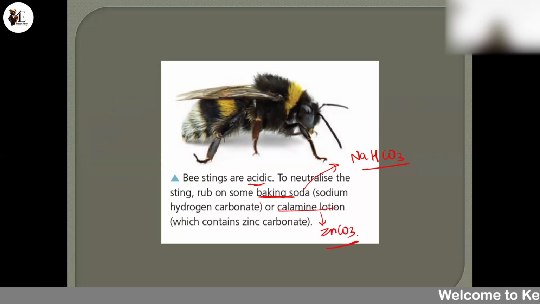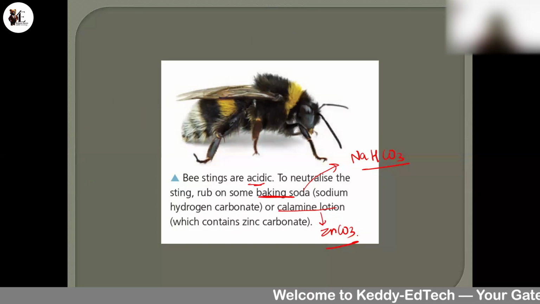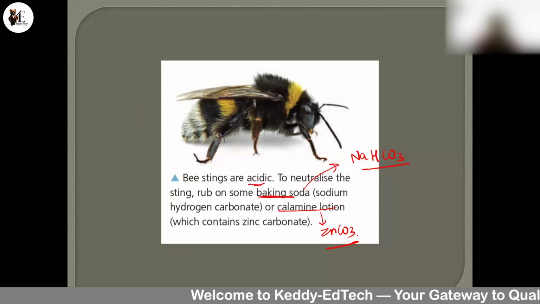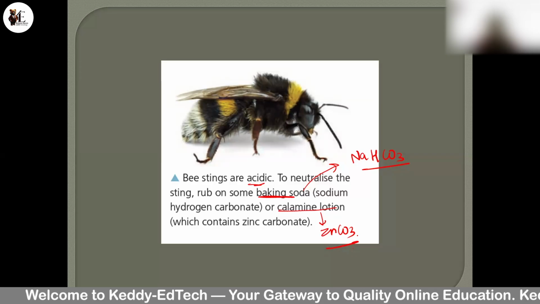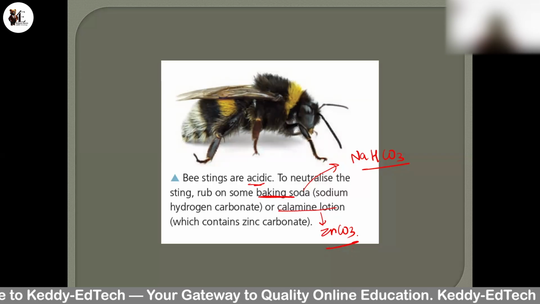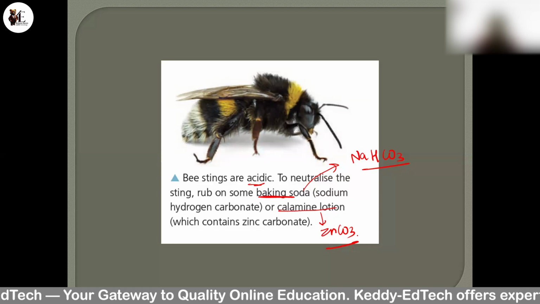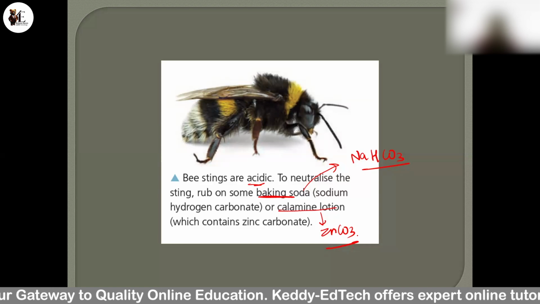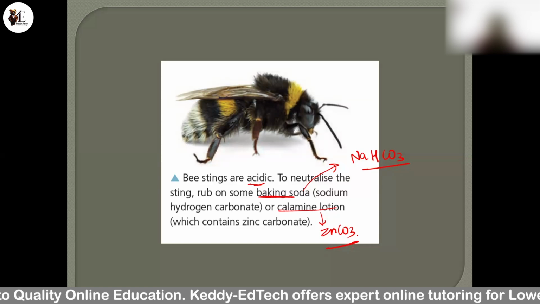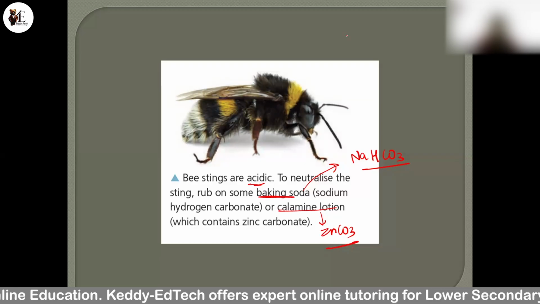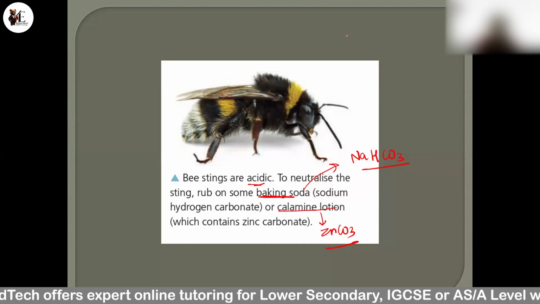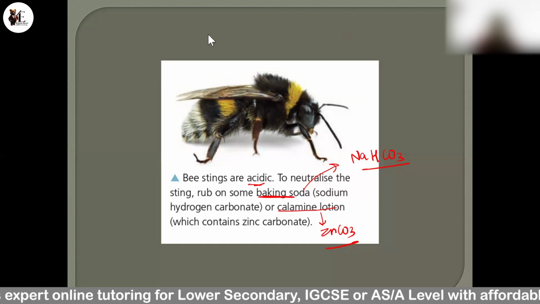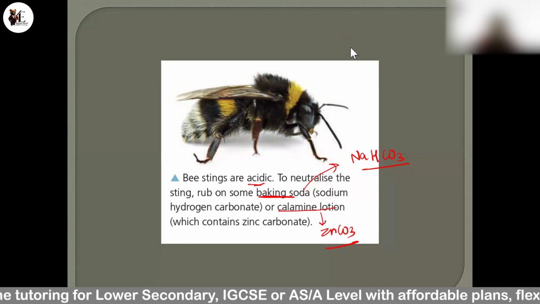So this is the solution: these things are acidic, and we have to neutralize that acidic part. So what do we do? We rub our skin with some baking soda, which is basic, so a neutralization reaction takes place. Or we use calamine lotion, which contains zinc carbonate, so a neutralization reaction takes place. It is also basic. So this is the second application of neutralization reaction. These questions can come up in your exam. These are your conceptual questions. Write it down.